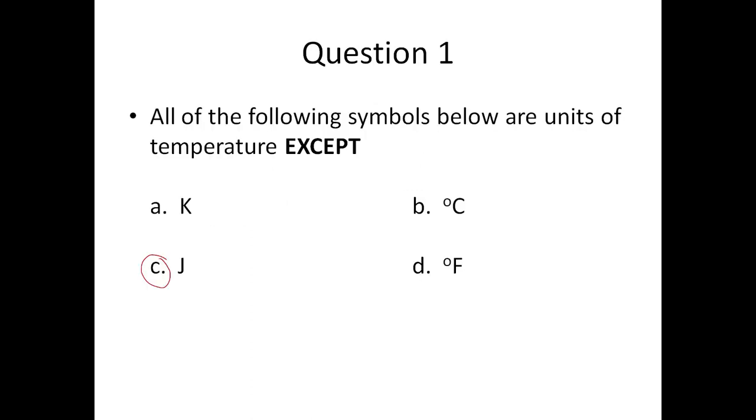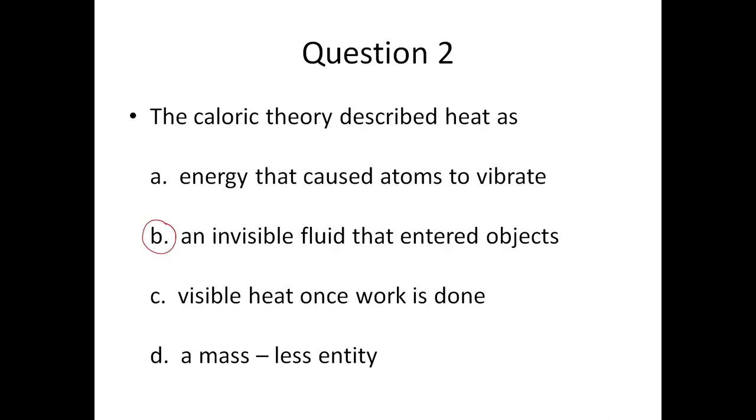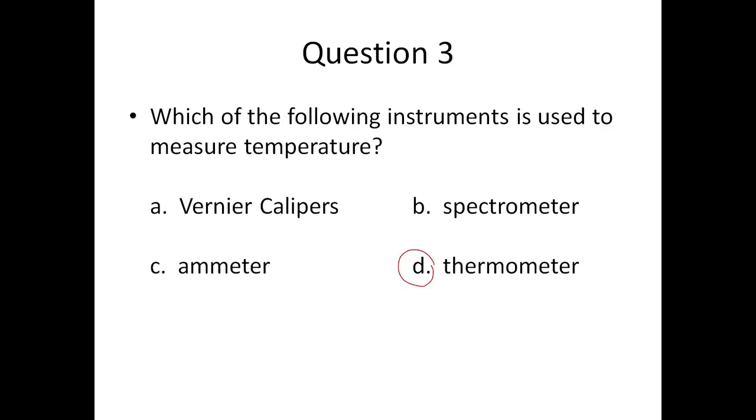The first answer is C for question 1. All of the following symbols below are units of temperature except C, joules. The answer for question 2 is B. The caloric theory described heat as B, an invisible fluid that entered objects. Question 3, the answer is D. Which of the following instruments is used to measure temperature? It's a thermometer.